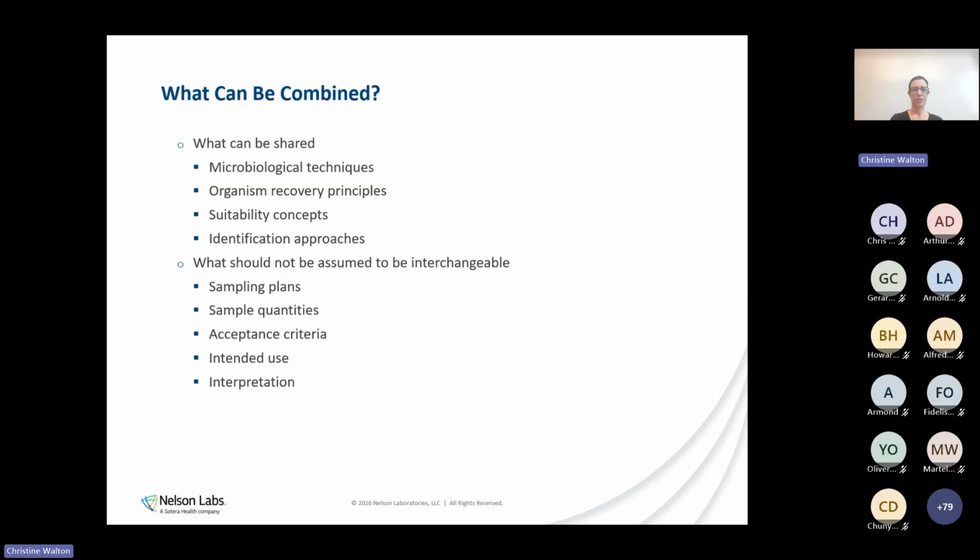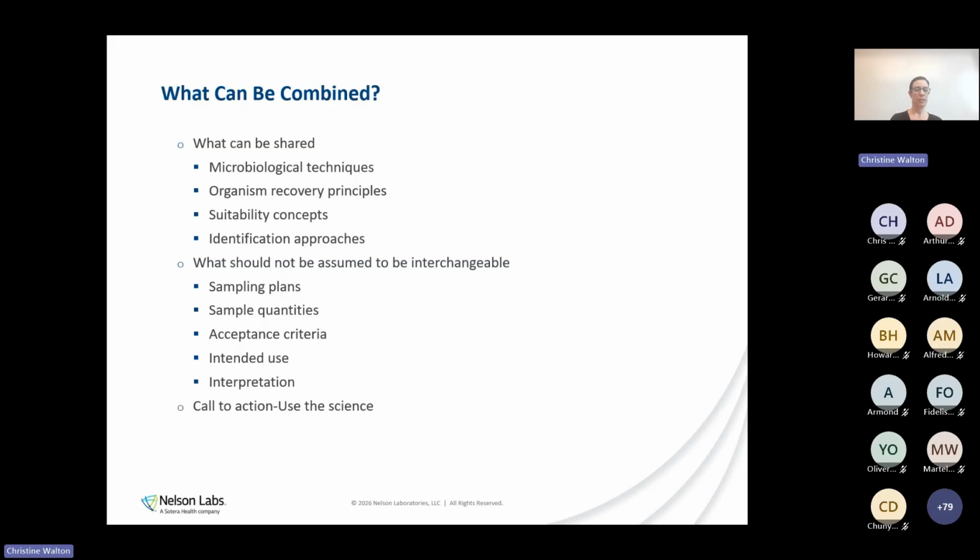Make sure we are understanding the intended use and how those quantities and those testing plans can actually imprint onto the intent of the test I'm using. And then ultimately that interpretation. It can't be a one-to-one, or if it is, we will need to make some different modifications outside of just trying to make it fit into an existing pathway.